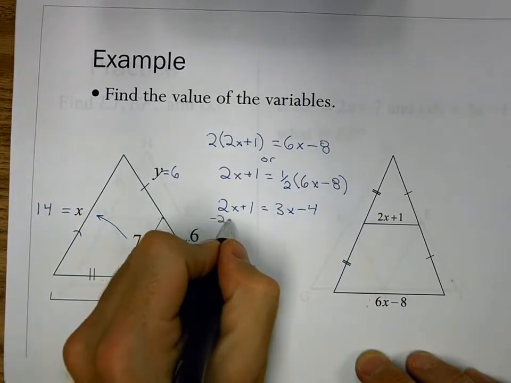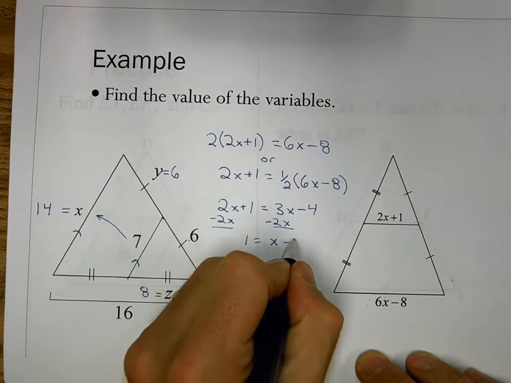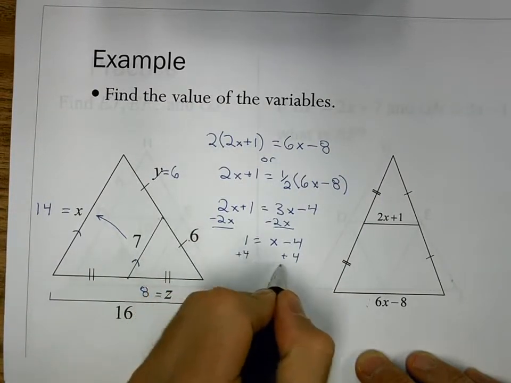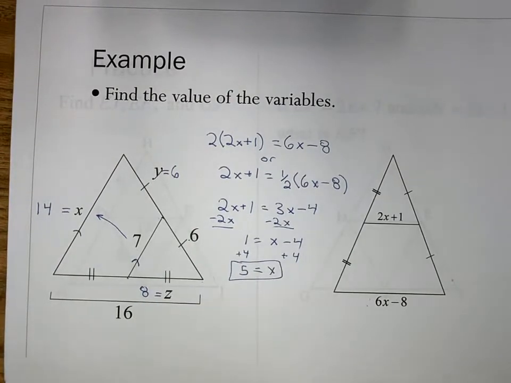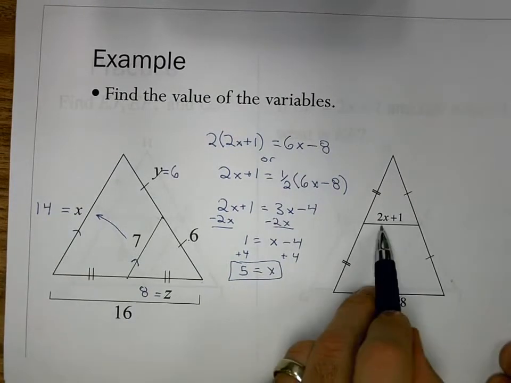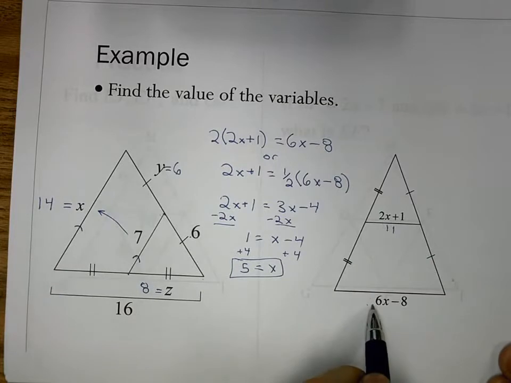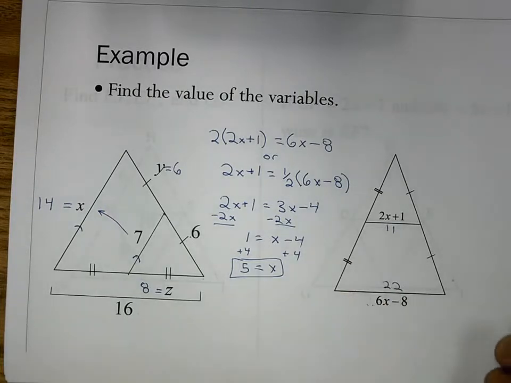If I subtract 2x from both sides, I get 1 equals x minus 4. Add 4 to both sides, we get x equals 5. Now, we quickly check. 2 times 5 plus 1 is 11. 5 times 6, or 6 times 5 minus 8, would be 30 minus 8, or 22. Yep, 11 and 22, so the values match.